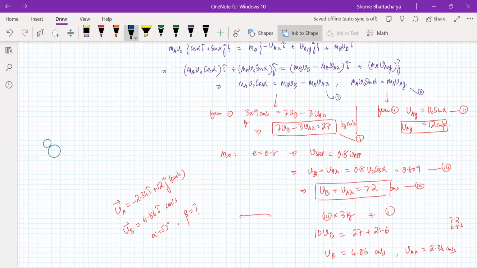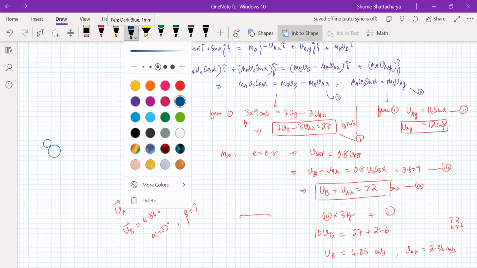Sir, how did subtracting 2.34 from 7.2 give 4.86? 4.86 plus 2.34 is 7.2 only, no? Yes, sir. It's correct. The calculation is correct.